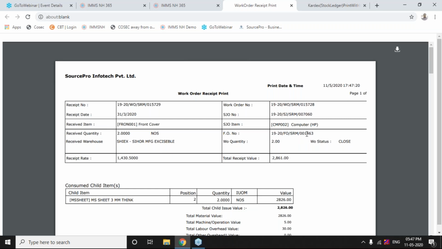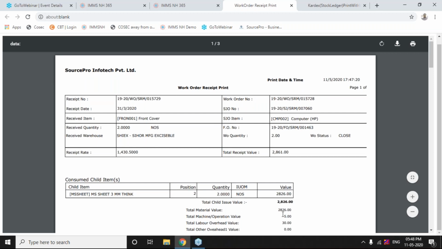Work order quantity was 2, forecast order was so and so, and I needed an MS sheet to complete. So the consumed item is this, child issue value is so and so, and as I said, shop contribution here says 5 rupees towards machine operation value and labor overhead value 30. So 35 rupees cost is added to my material cost of 2826, and that is why I am deriving the value as 2861 as part of my finished goods, finished components item for front cover. This will go further. Similarly it will be for back cover. Similarly, it will go to cabinet.